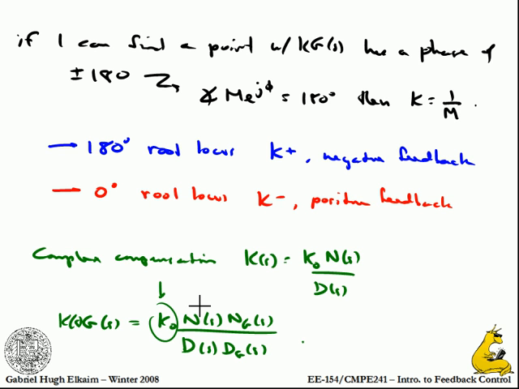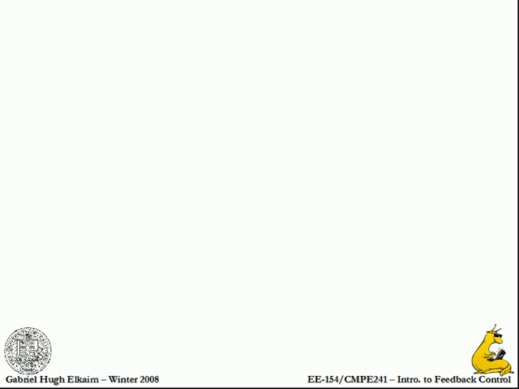So let's do our simple example, and let's see if we can find it. Hopefully you'll see that it appears intimidating, but it's not that hard. Okay, so we had our G of S equal to 1 over S plus 2.